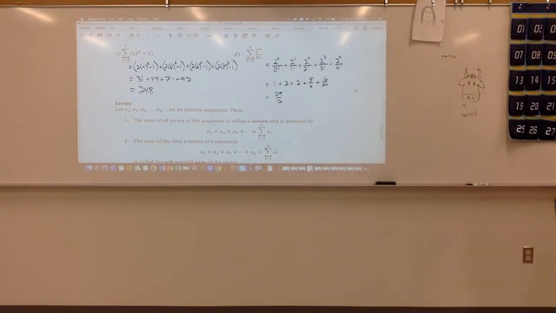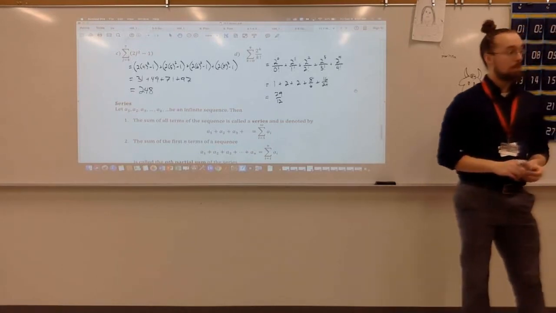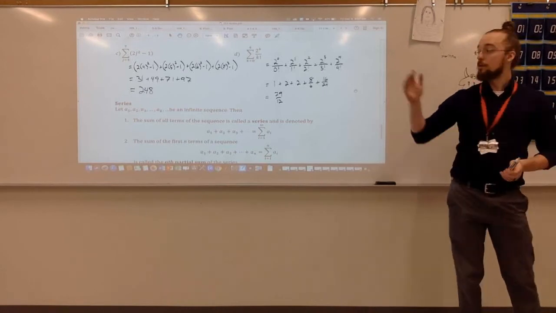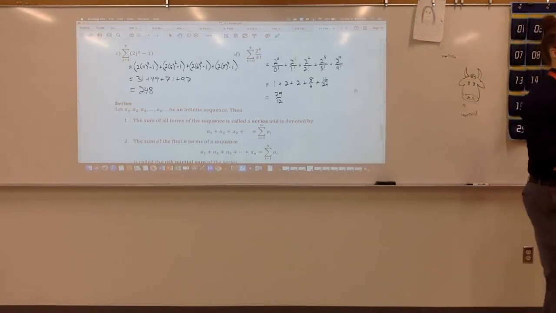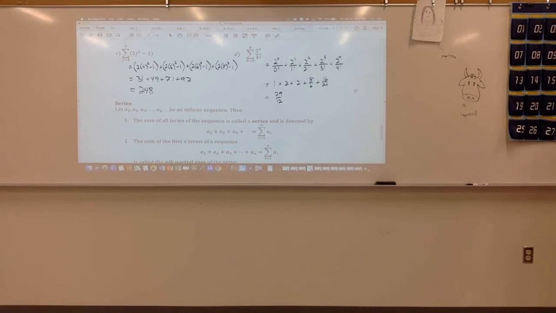Okay, that's right. Did it. How did you get one? So 2 to the 0 power is 1. Oh yeah, anything to the 0 is 1. And then we defined up top that 0 factorial is also 1. I forgot.